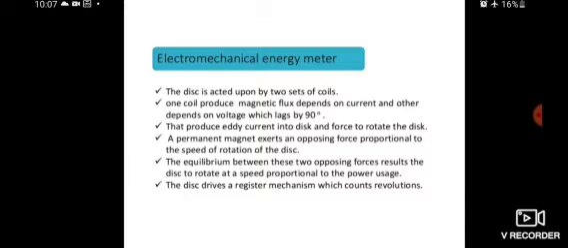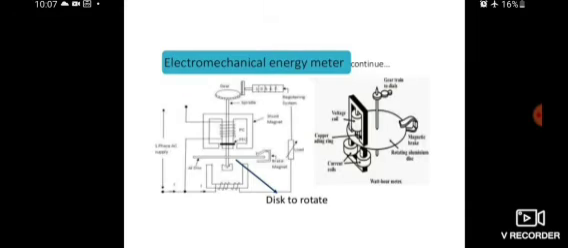Let us see how the electromechanical energy meter works. The disc is acted upon by two sets of coils. One coil produces magnetic flux that depends on current, and the other depends on voltage, which lags by 90 degrees. These produce eddy currents in the disc and force it to rotate. A permanent magnet exerts an opposing force proportional to the speed of rotation of the disc. The equilibrium between these two opposing forces results in the disc rotating at a speed proportional to the power usage. The disc drives a register mechanism which counts the revolutions.